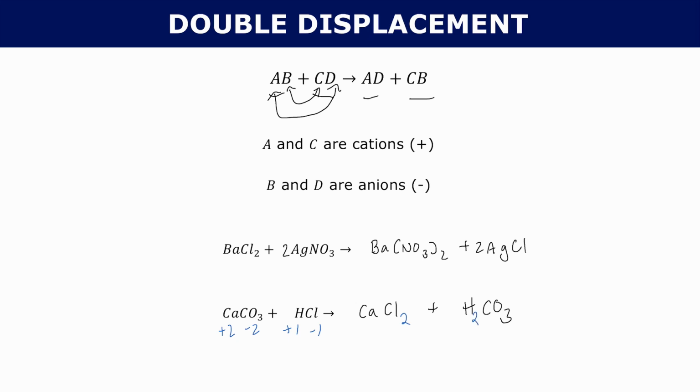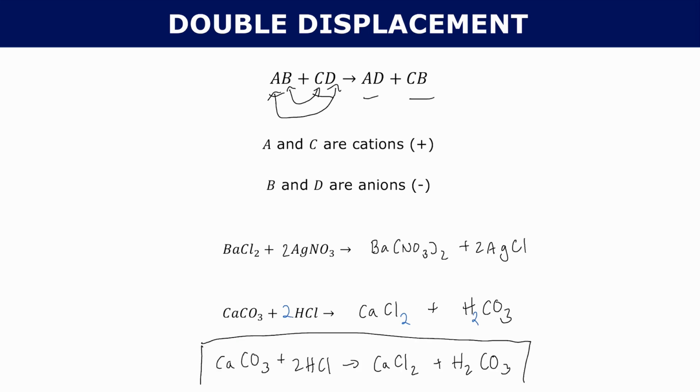Last thing to do is balance out the chemical reaction. We have 2 hydrogens on the right hand side, so let's add a 2 here. And after that, everything else looks balanced. So that is our final balanced chemical reaction. If you react calcium carbonate with hydrochloric acid, you're going to produce calcium chloride and H2CO3, carbonic acid.